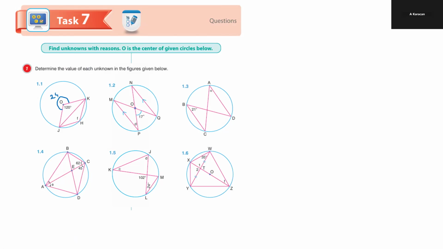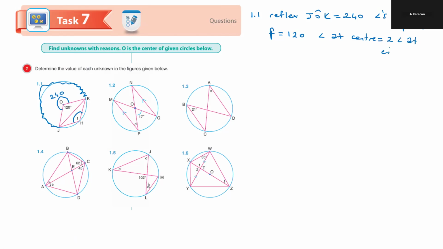Reflex JOK will be 240 for 1.1. Reflex JOK is equal to 240. Reason is angles around a point. Then you can see that reflex JK is subtended by this arc here, and then F is also subtended by the same arc, so F will be half of that. F is equal to 120. Angle at center is equal to 2 times angle at circumference.